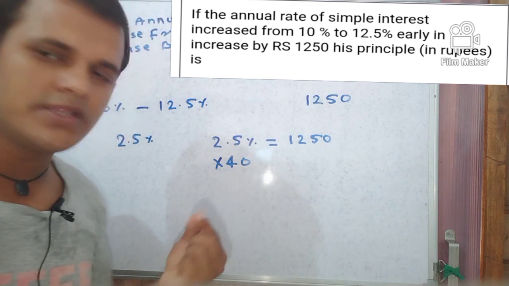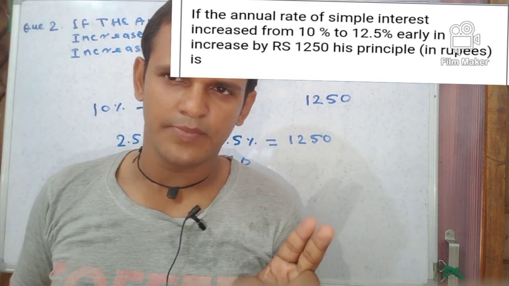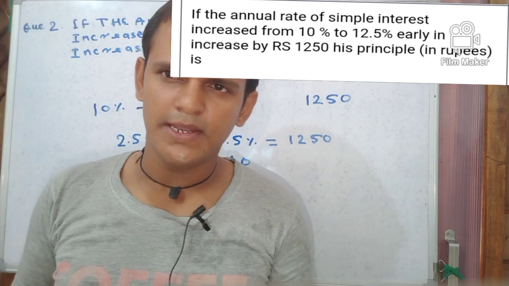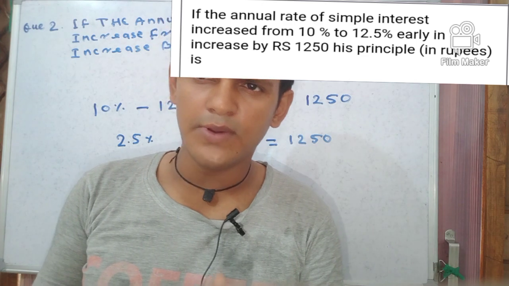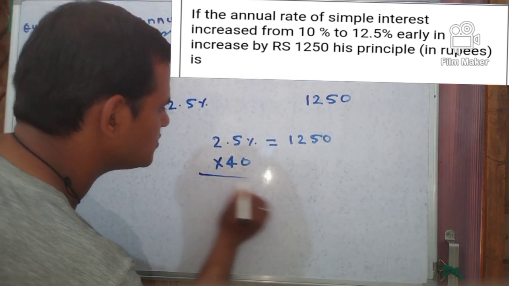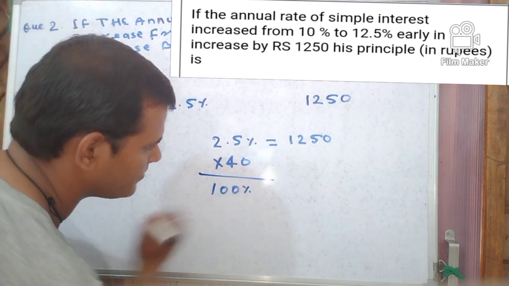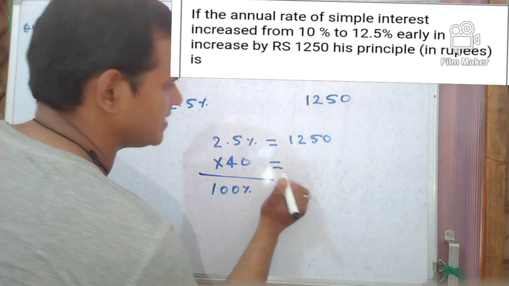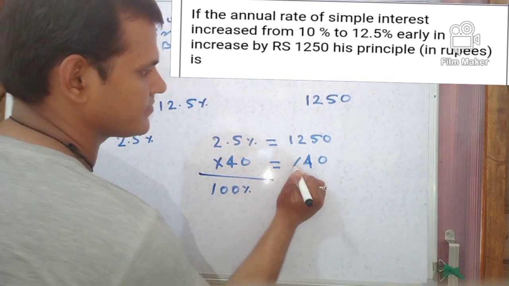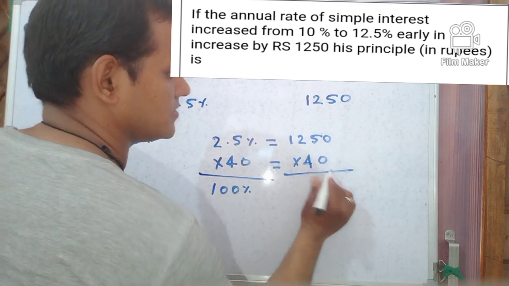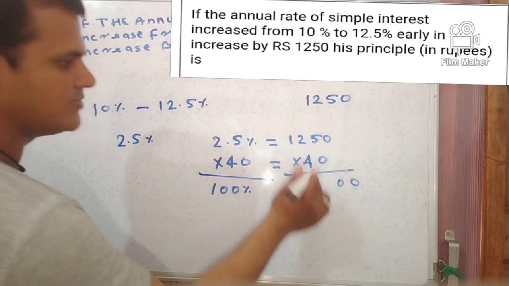See here, 4 1s are 4... 40, 4 2s are 80. 2 will be 80. Okay, 4 2s are 80, and half of 40 is 20. So 80 plus 20 will be 100. So 2.5 into 40 will be 100%. Similarly, multiply by 40. Okay. So 0 and 0 will be 0. Okay. 4 5s are 20.